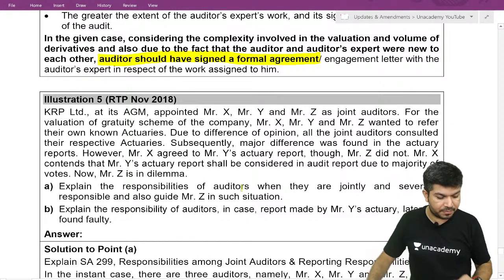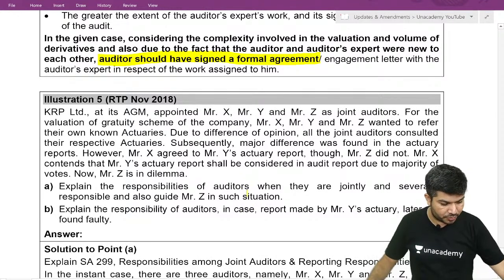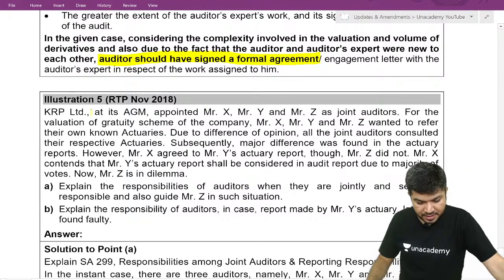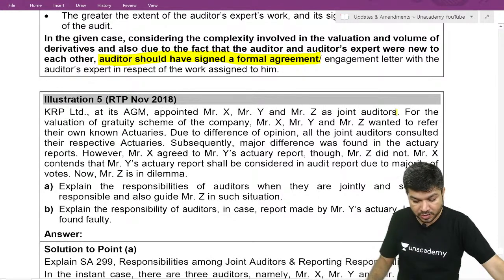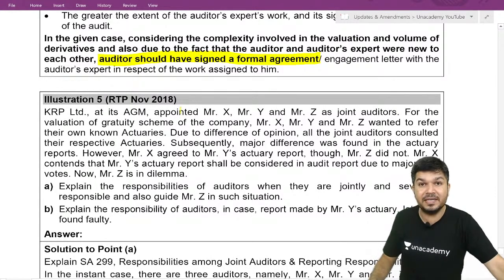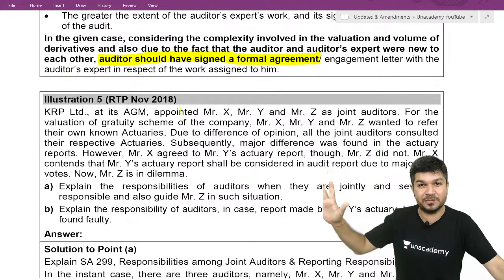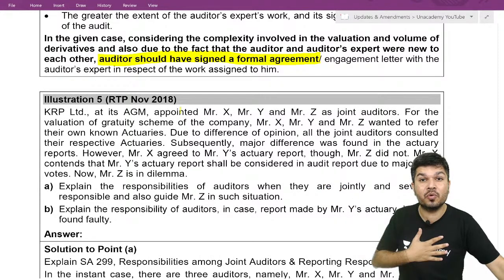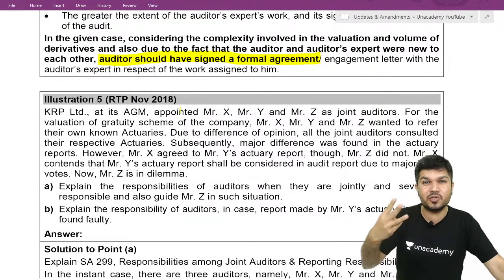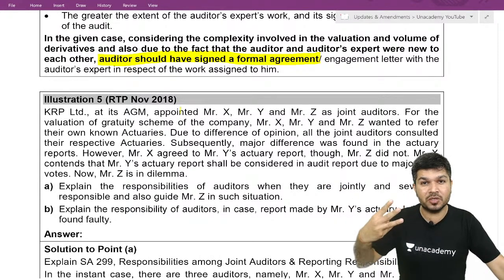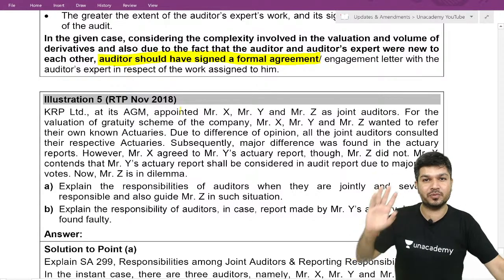And then question number 5. KRP Limited at its AGM appointed XYZ as joint auditors, and everybody had a doubt regarding the actuary's provision, the provision for gratuity, etc. of management. So they decided to have their own actuary. Now there are 3 joint auditors. All 3 joint auditors came up with their own actuary.